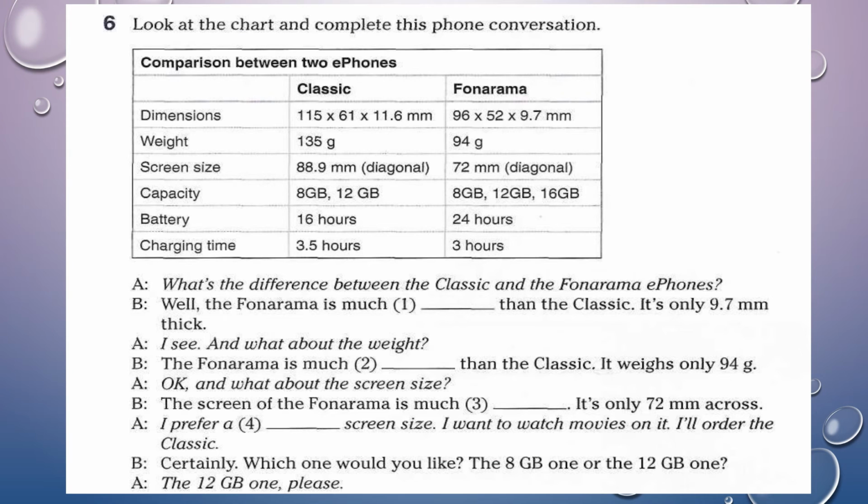Now, please go to page 23, exercise number 6, which is the last exercise in our lesson. Look at the chart and complete this phone conversation. This is a comparison between 2 earphones. Look at the left here, we have dimensions, weight, screen size, capacity, battery, and charging time. We have 2 kinds of earphones. We have classic and we have Phonorama.